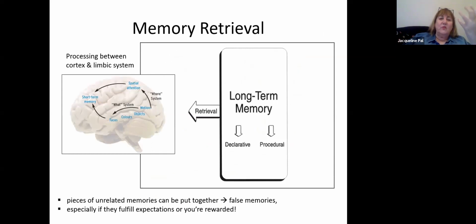Okay, so how does that work? The retrieval of memory. We actually then are going to be involving multiple parts of our cortex. If it's visual, we'll draw in the occipital lobe. If it was auditory, we'll draw in the temporal lobe. And basically, we're going to bring our limbic system in here as well as the cortex, and we're going to try to put them all together. And that will give us a memory.